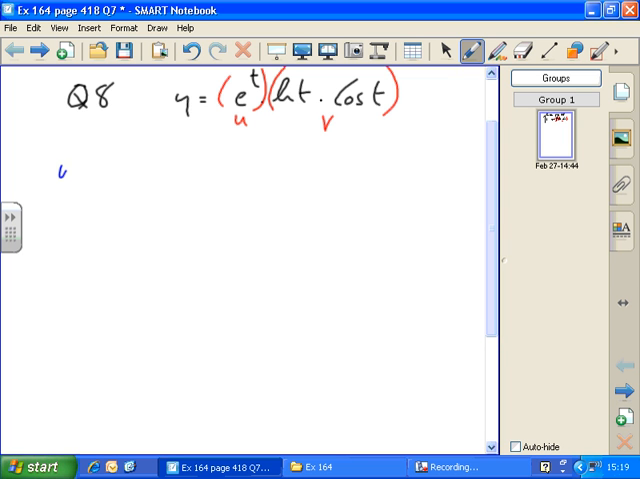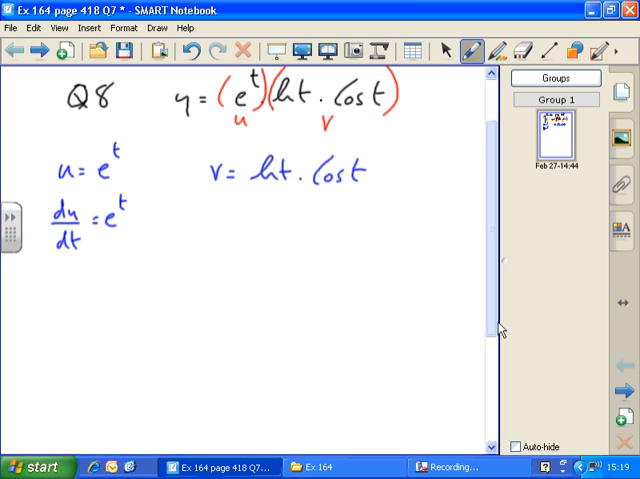If we now apply the rule and see what happens, if I let u equal e to the t, then du by dt equals e to the t. So that's fine. Now what about v? v equals log t times cos t. So effectively I've got to use the product rule on this.